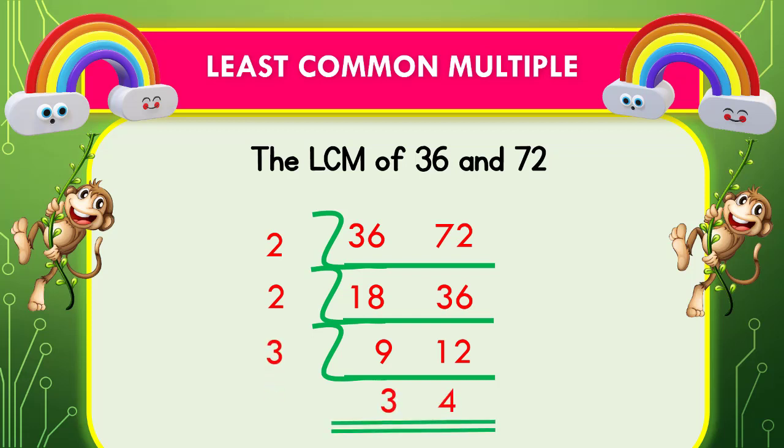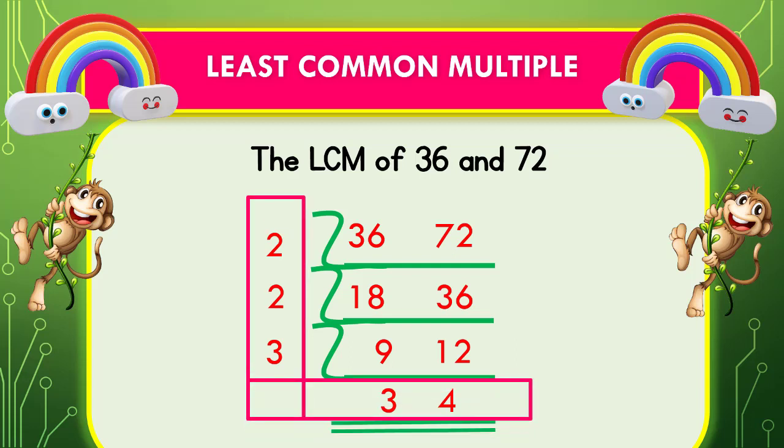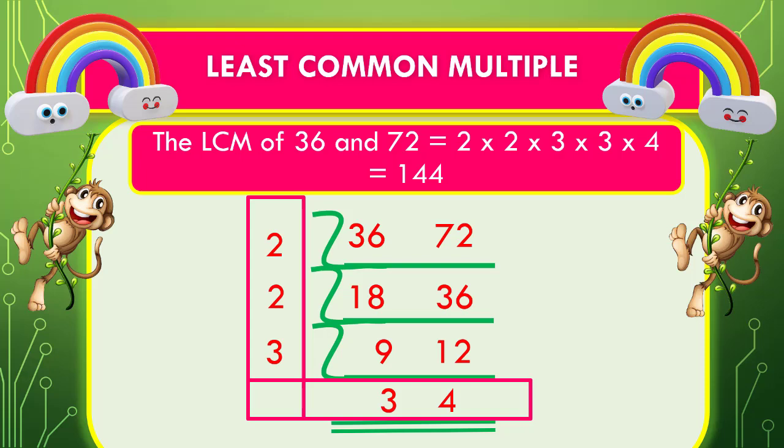3. So 9 divided by 3 is 3. 12 divided by 3 is 4. So the least common multiple of 36 and 72 is 2 times 2 times 3 times 3 times 4. Again, the least common multiple of 36 and 72 is 2 times 2 times 3 times 3 times 4.